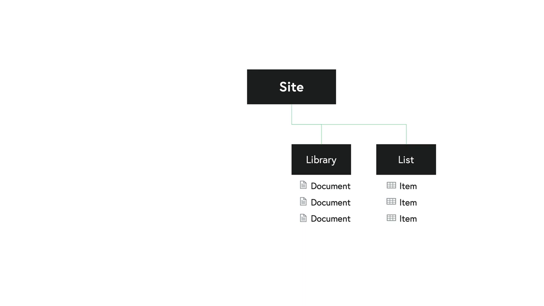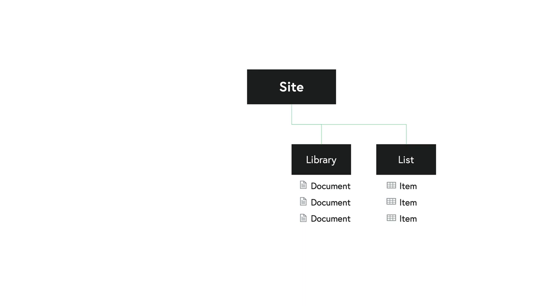And also, lists tend to be just data. They don't necessarily have a file associated with them like you would have in a library. So you can almost think of each individual list as a spreadsheet of just rows and columns, or even a database table, if you will. But the point is, within your site, you can have any number of libraries or lists. And within those libraries and lists, you can have any number of documents and items.